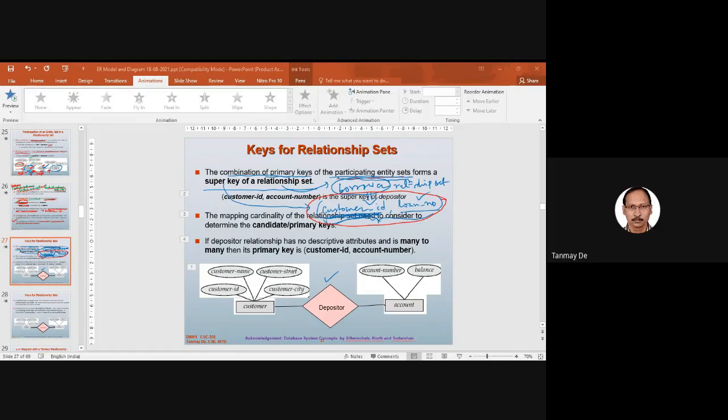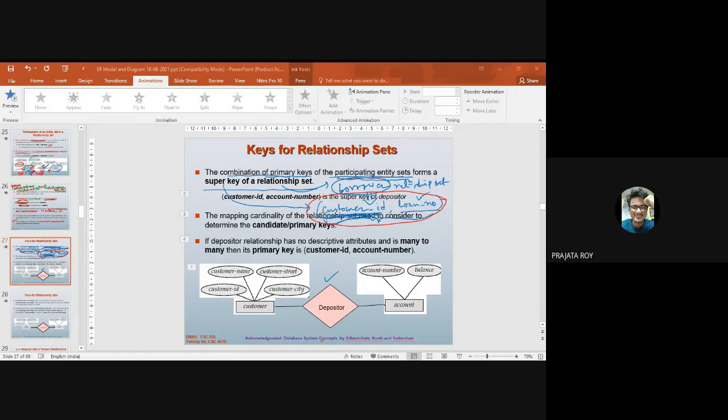Okay, a combination of this is also a super key. That is one thing, just a minute. This is one of the super keys, and this is also another super key. Customer ID combined with the account number is a super key, and as well as customer ID, account number, and access date is a super key. Not only this, it also depends on the mapping cardinality.